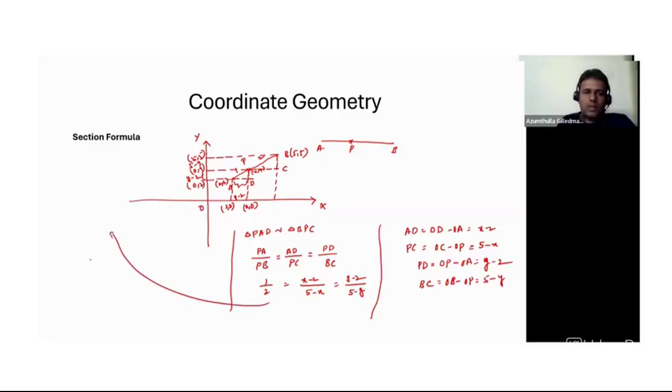Now let's take it here. What this becomes now is, I need to equate each. So (x minus 2) by (5 minus x) equals 1 by 2.